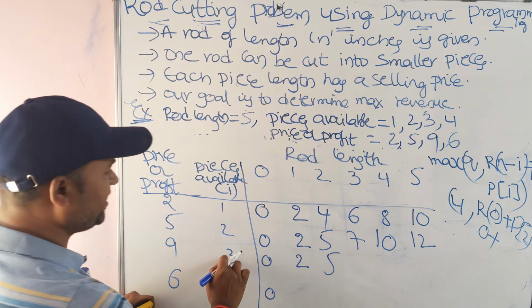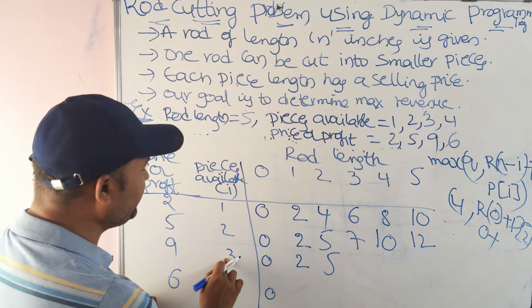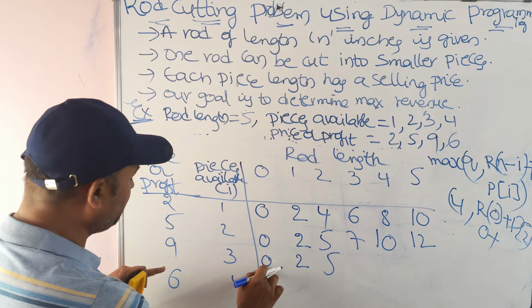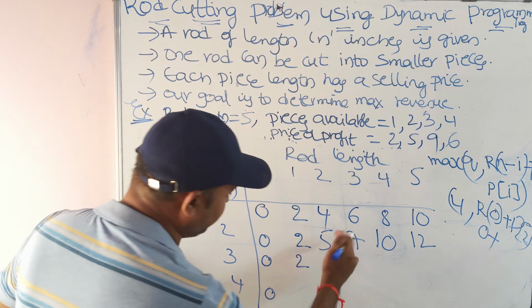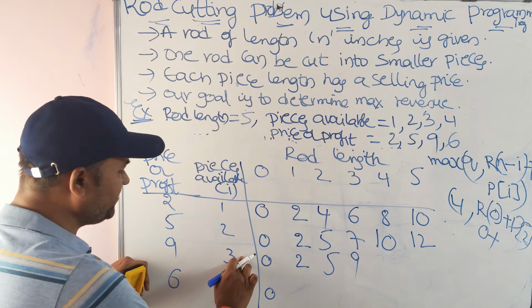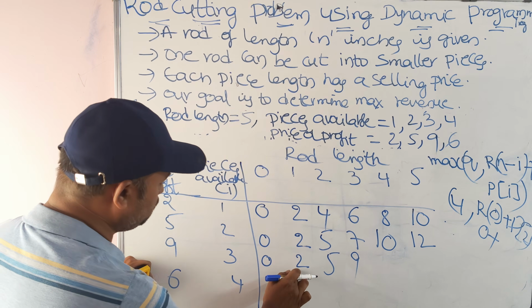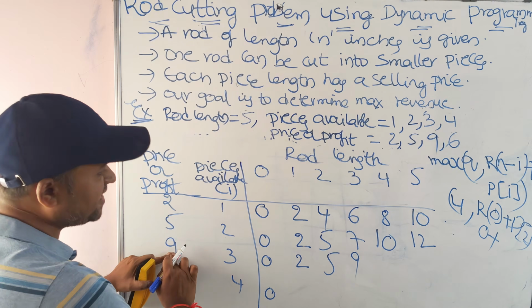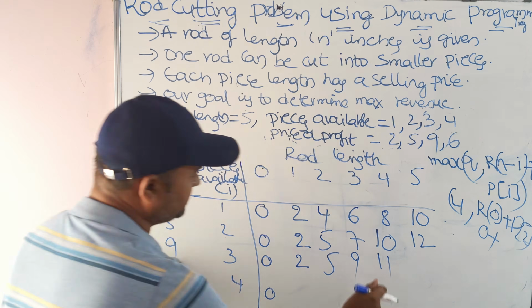So 3 minus, here also we have 3. So 3 minus 3 means 0. So 0 revenue is 0 only. So 0 plus the profit is 9. Out of 9 and 7, 9 is the maximum value. Next, 4 minus 3 means 1. So 1 revenue is 2. 2 plus 9 means 11. Out of 10 and 11, 11 is the maximum value.